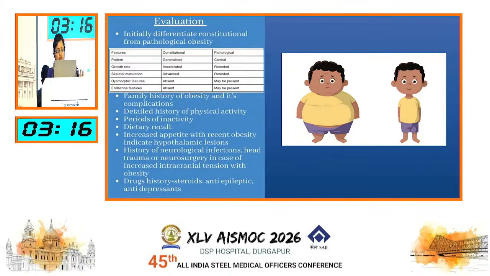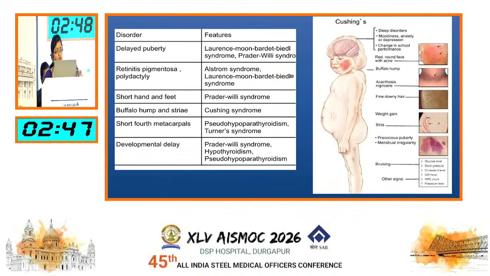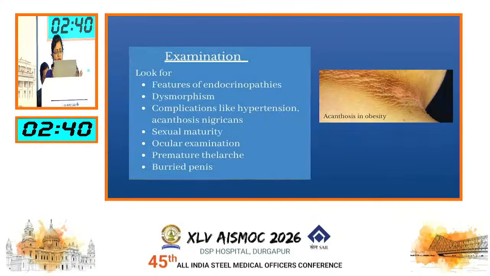In the evaluation, first and foremost, we have to differentiate between constitutional and pathological. Firstly, the pattern: generalized obesity in constitutional, central in pathological, along with growth, which is retarded in pathological. In constitutional it is accelerated. Dysmorphism and endocrine features suggest pathological causes. Along with it, a detailed family history, physical activity, and diet chart need to be taken. If there are many symptoms associated with obesity, the syndromes need to be ruled out.